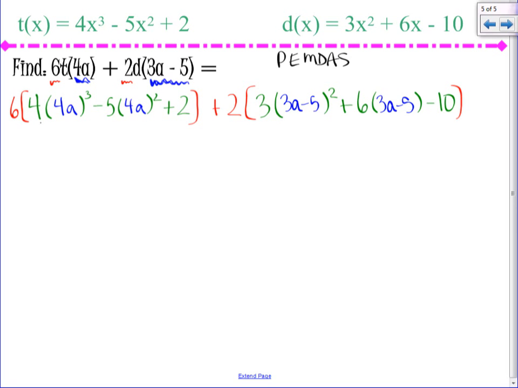So I'm not going to touch a lot of this stuff. We'll just do one thing at a time. We've got 6, we've got 4, but let's use the exponent on this one. What are we going to get if we take the 4 and the a to the third power?